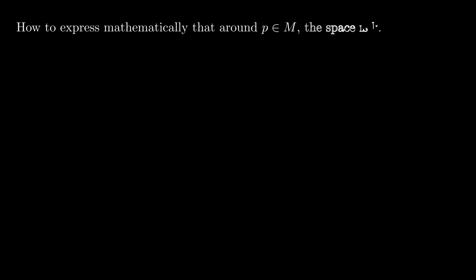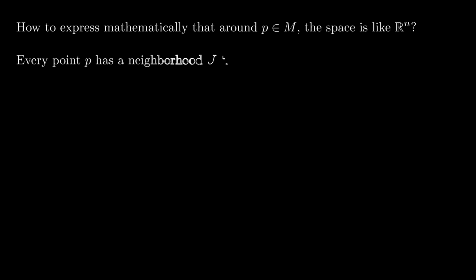So how do we mathematically describe that around a point the space is locally like the Euclidean space? To capture that, we say that every point has a neighborhood around it that looks like a piece of a Euclidean space.